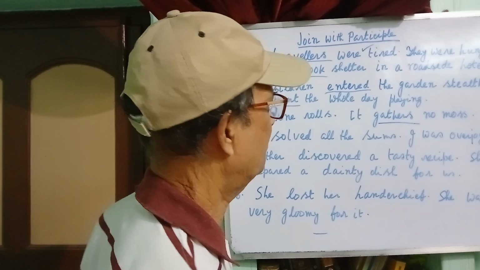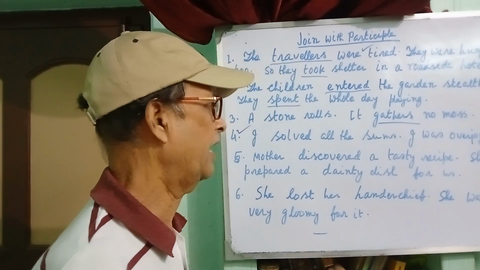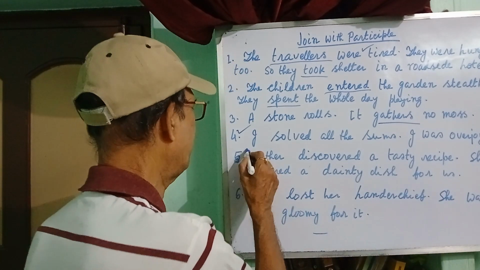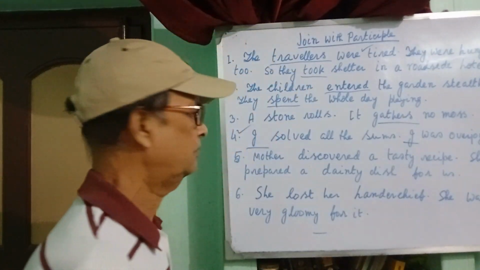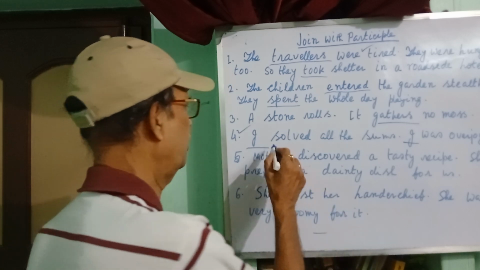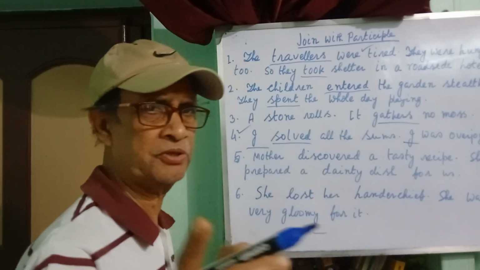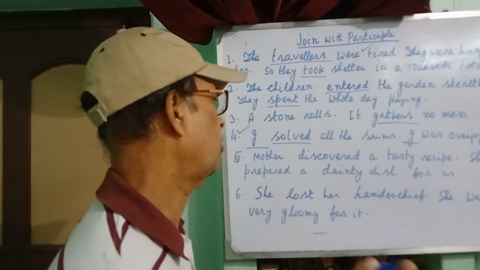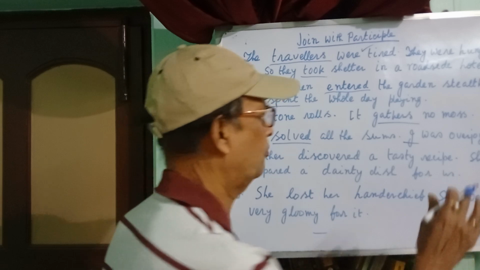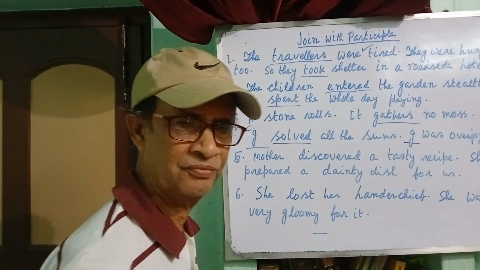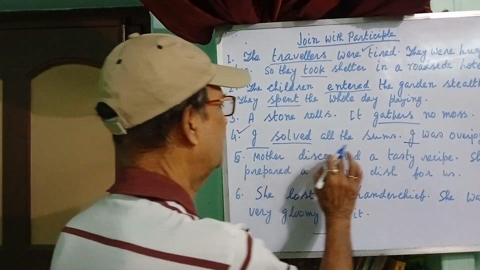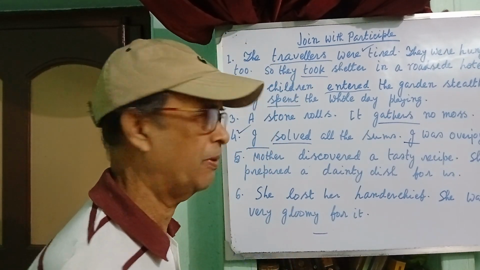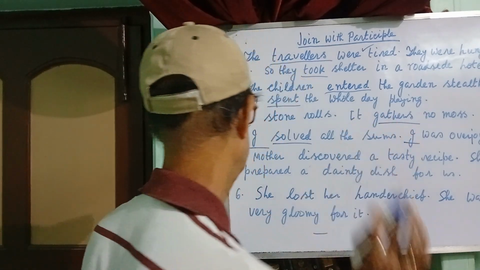Now my item number 4. I solved all the sums. I was overjoyed. So here the subject is the same person, that is I. And in the first sentence there is only one finite verb, that is solved. So having solved all the sums, comma, I was overjoyed. Or solving all the sums, I was overjoyed. You must put a comma after sums.